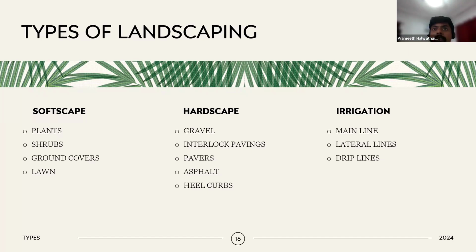We can use some gravels. Some roundabout areas we are filling with gravels. Some gray gravel, beige gravel. They have some color differences, size differences of the gravel, and price differences as per the sizes and colors. We have to know and identify them.